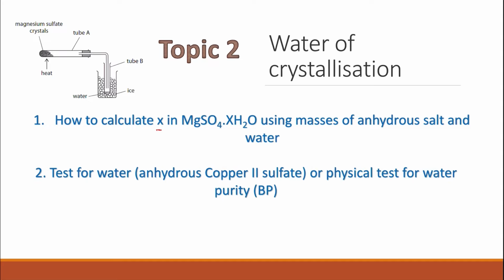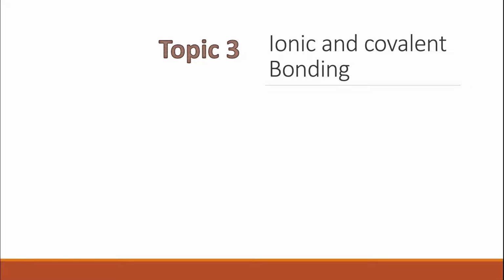Also, this question is very, very common in the exam: they would usually ask you to test for water. Because we collect water in this experiment, they could ask you the chemical test for water to prove that this is water that was collected. So you use anhydrous copper(II) sulfate and it changes color from white to blue. Or they might ask you to use a physical test to test for the purity of water. In this case, you use boiling point.